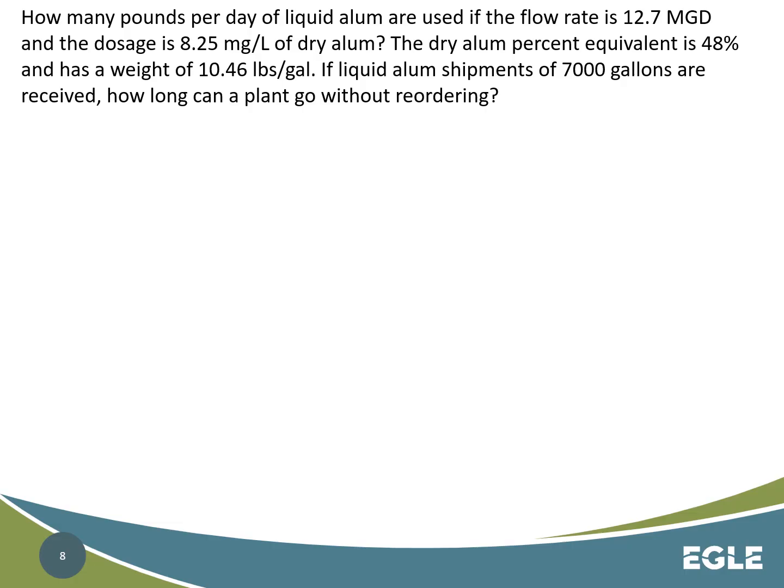Problem statement number 2: How many pounds per day of liquid alum are used if the flow rate is 12.7 million gallons per day and the dosage is 8.25 milligrams per liter of dry alum? The dry alum percent equivalent is 48% and has a weight of 10.46 pounds per gallon of that solution. If liquid alum shipments of 7,000 gallons are received, how long can a plant go without reordering? So it is a lot to take in.